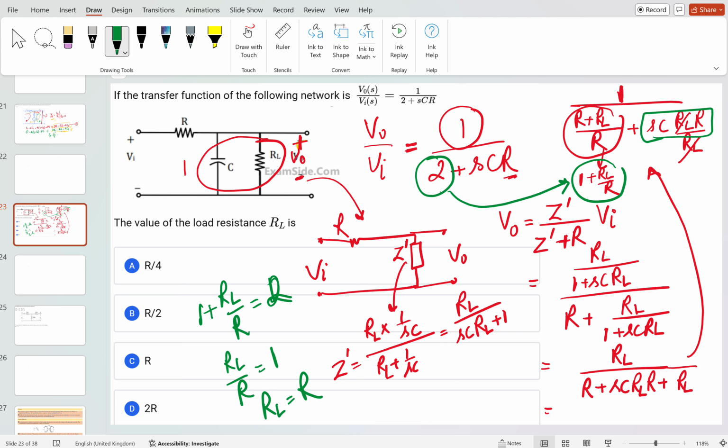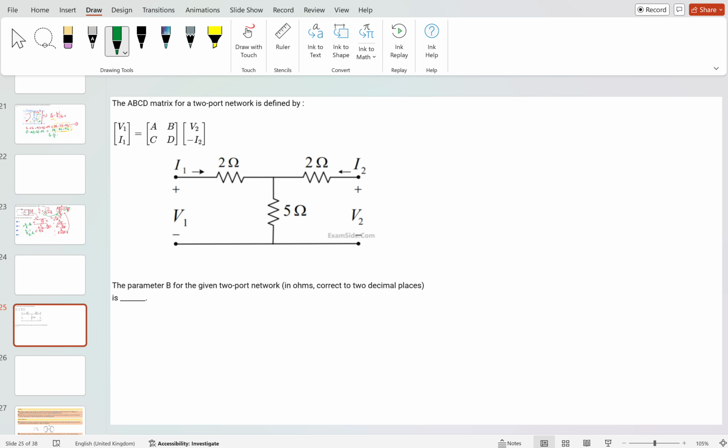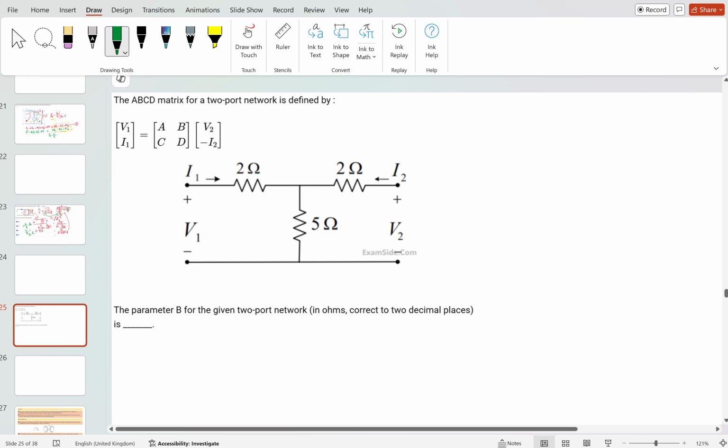Simply, you have to make the transfer function and then compare with whatever values are given. Here the numerator is given as 1, so you have to compare and make the transfer function numerator 1. Any doubt? Okay. Let's move to the last problem of this kind of two-port network. Try to solve this.